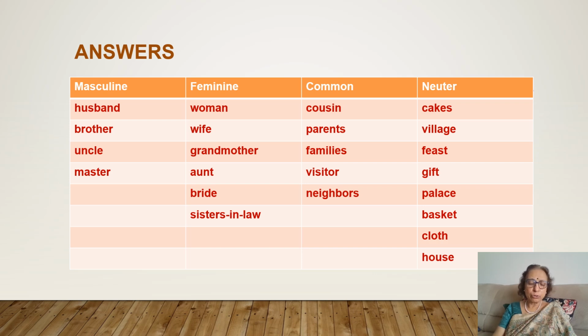It is great good fortune to go there as a visitor. Visitor is common, so we put it in the third column. Before the neighbors, also common, third column, could come. The husband we finished already, masculine. Place some cakes, cakes also we finished, neuter. In the basket, basket is neuter, we put it in the last column. He covered it with some colorful cloth, cloth is also neuter, and had them ready to be taken to their master, master is masculine. In the big house, house is neuter, so that is the end of the passage and also the end of the exercise.